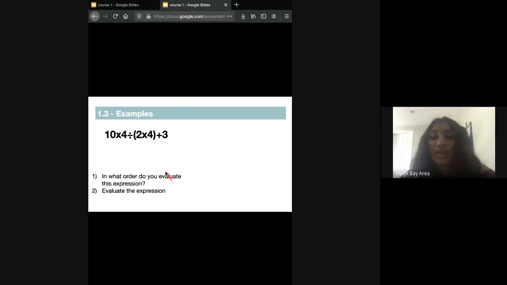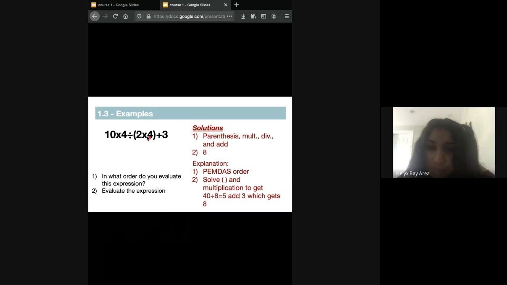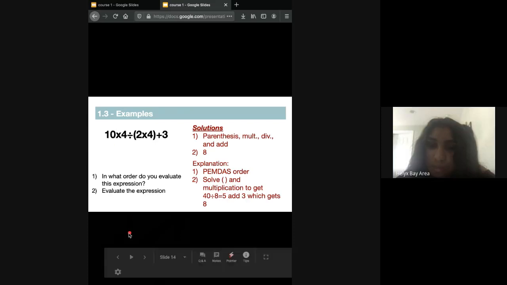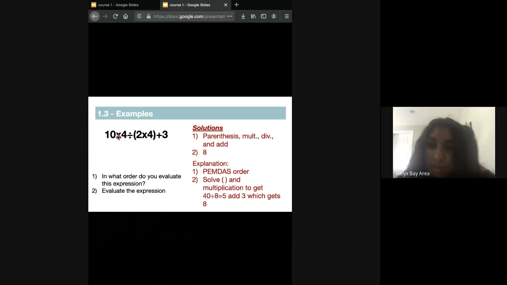Okay, so to determine what order we evaluate the expression, I explained before that first you have to solve out the parentheses using PEMDAS order, which is parentheses, exponents, multiplication, division, addition, and then subtraction. So since we have parentheses here, we have 2 times 4, and this gives us 8. So now we have 10 times 4 divided by 8 plus 3. 10 times 4 is what we do next because it's multiplication. 10 times 4 is equal to 40. So now we have 40 divided by 8 plus 3.